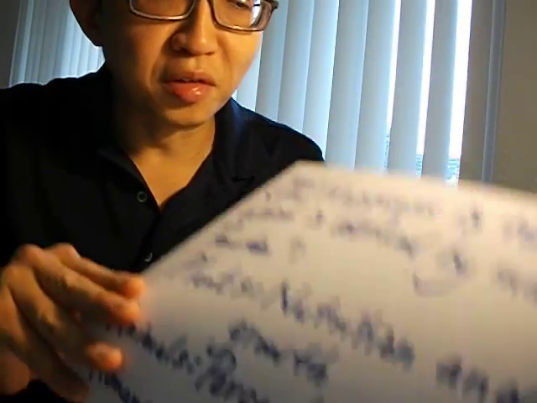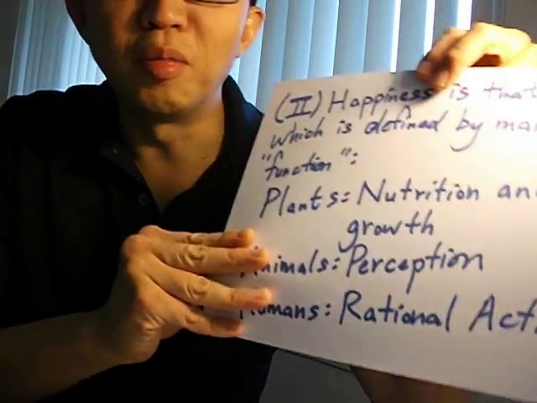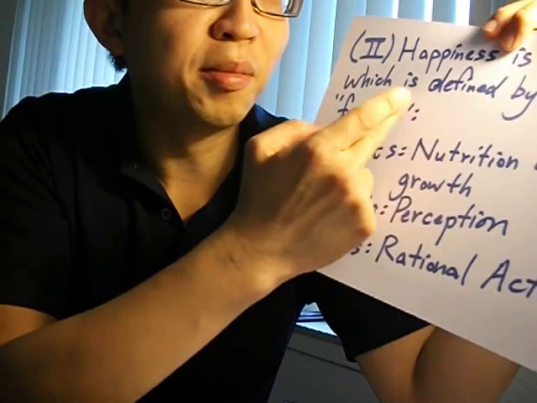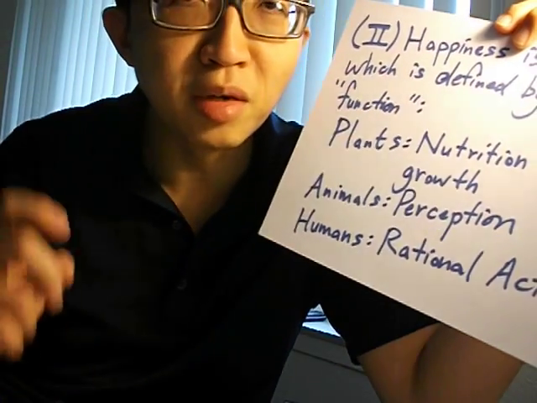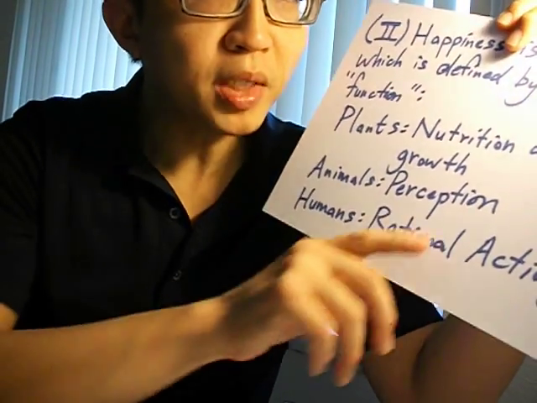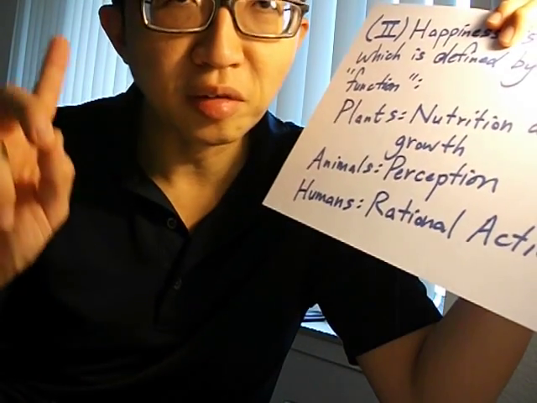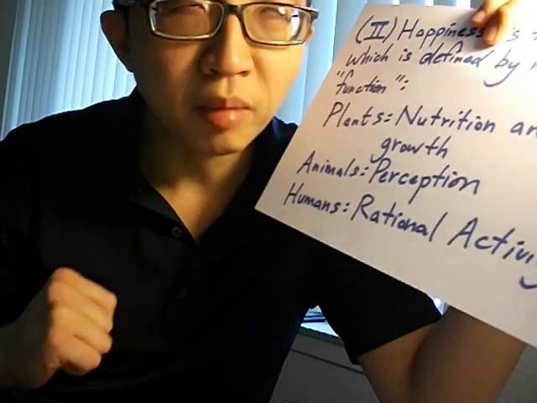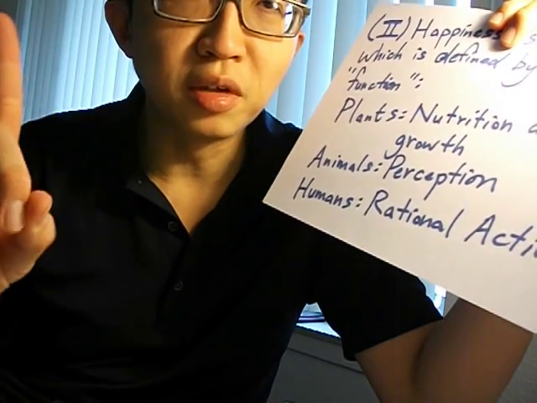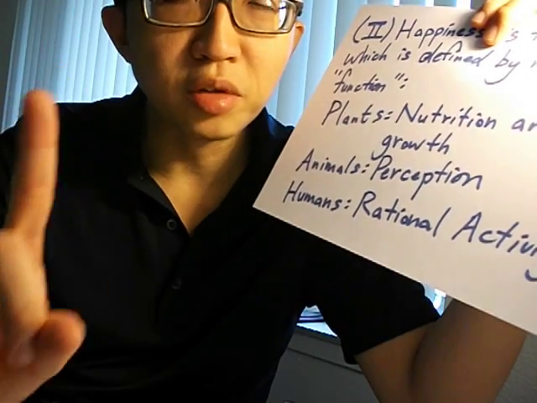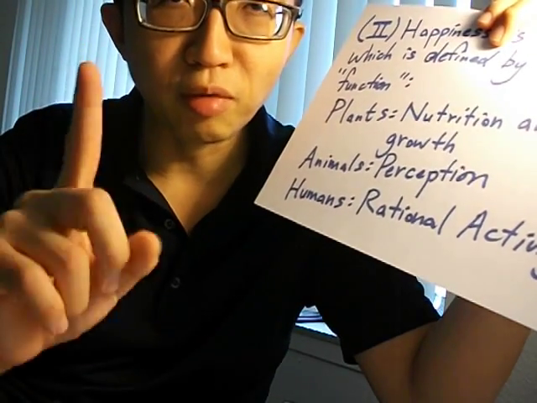This is why we have the second argument. The second argument is that Aristotle tries to show us that happiness is something which is defined by man's function. So the idea is that if you want to know what will make you happy as a man or woman, as a human being, you need to know what is the function that is unique to yourself as a human being. You need to know what sets you apart from non-human animals and from plants.